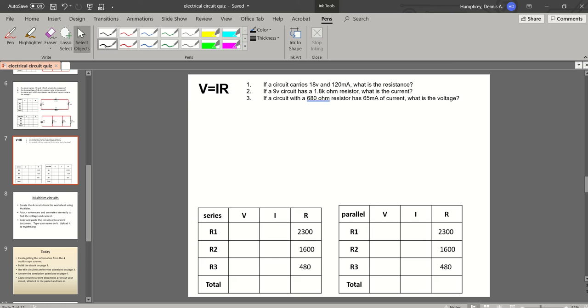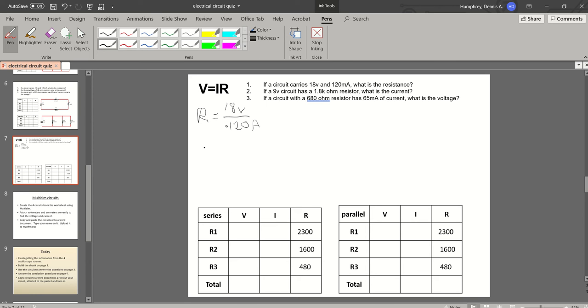So R equals V, 18 volts, over I. Okay, I is 120 milliamps, so that is 0.120 amps. That's the way you have to set it up. Okay, and then you just solve that.